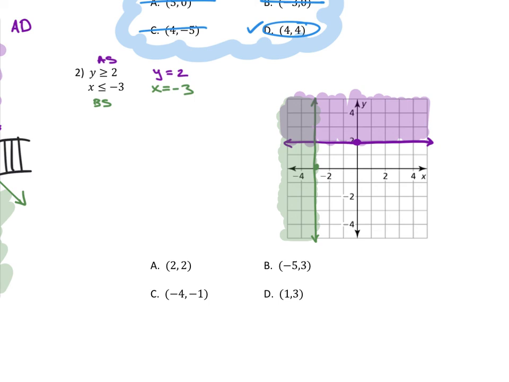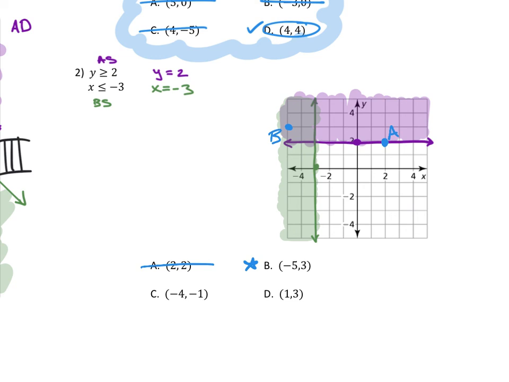Let's check out our answer choices. Answer choice A is 2, 2. That is exactly right here. Is that in my super shaded region? No, it's only on the purple line, which means it works for the purple graph, but not the green. B says -5, 3. So I would go to -5, 3. Here's answer choice B. That looks pretty good. We're going to hang on to answer choice B.